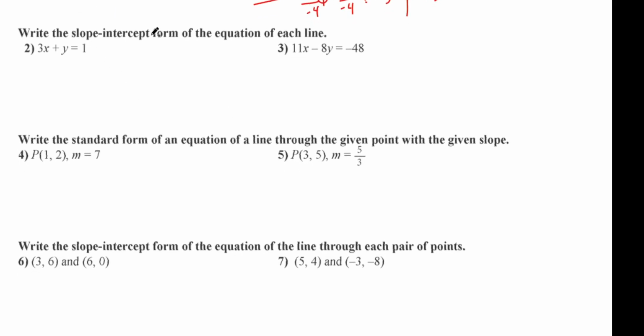All right, let's do this one. Slope-intercept form. Most of you did pretty well on number 2. Number 3, not so much. But number 2 was fairly easy, wasn't it? Really one step. What do we have to do?